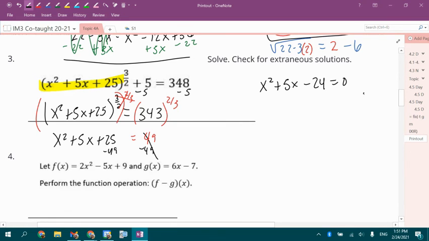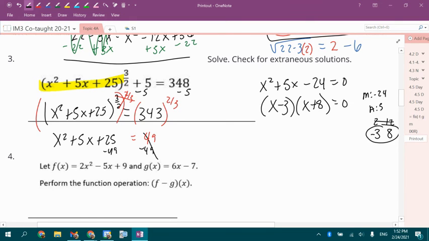And then I have to say what multiplies to negative 24 and adds to positive 5. Okay, what multiplies to 24 and adds to positive 5. You can even go in order. Okay, you can see 2 and 12, not going to get me 5, 3 and 8. That's somehow going to get me 5, and that's going to happen if the 3 is negative. So I have x minus 3, x plus 8. My 2 possible answers here are 3 and negative 8.